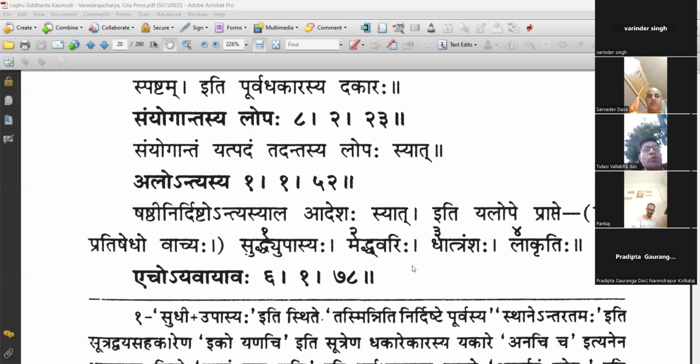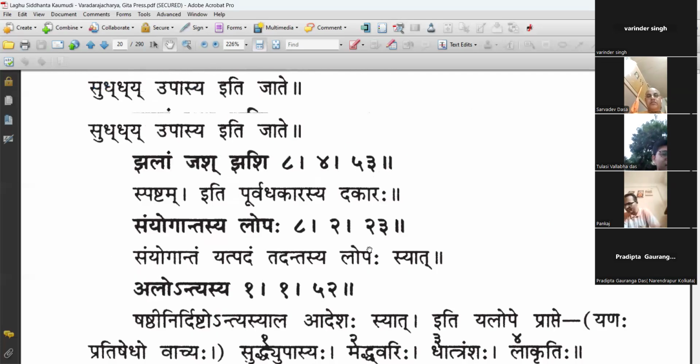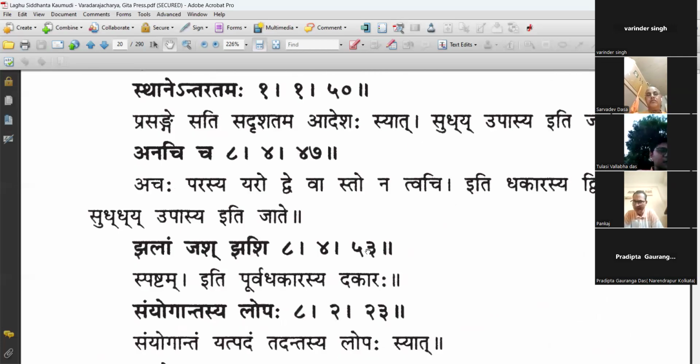Now we can see what the sutra says. Just a minute, and then we will conclude. Or we will discuss it later. Igyana Samprasaranam. Just a minute. Hold on. Laghu Siddhanta Kaumudi, page number 57.